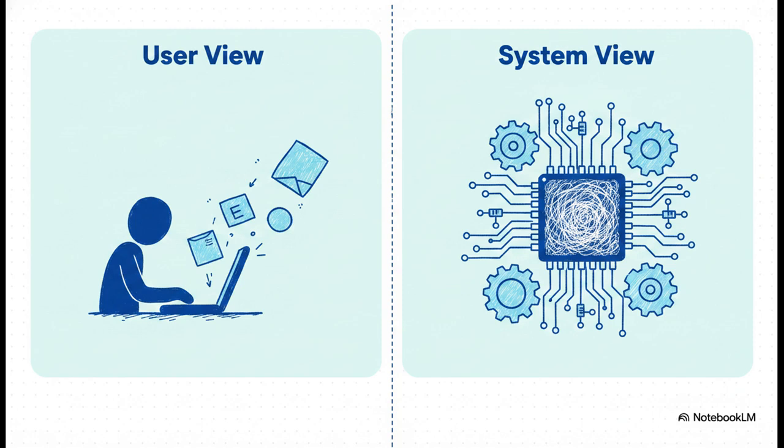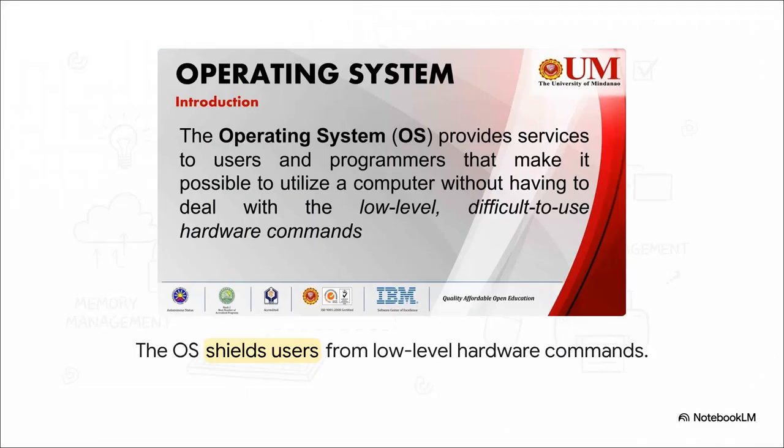So the user view is all about how everyday people, or well, more accurately, how the programs written for everyday people utilize the operating system. If you're writing a word processor or just using an email app, you fall right into this category. The system view, on the other hand, is completely focused on how the operating system gets under the hood and handles the actual nitty-gritty, low-level hardware logic. So the really crucial takeaway here is that the operating system provides these incredible services to users and programmers so that we can actually use a computer without ever having to deal with the low-level, insanely difficult hardware commands.